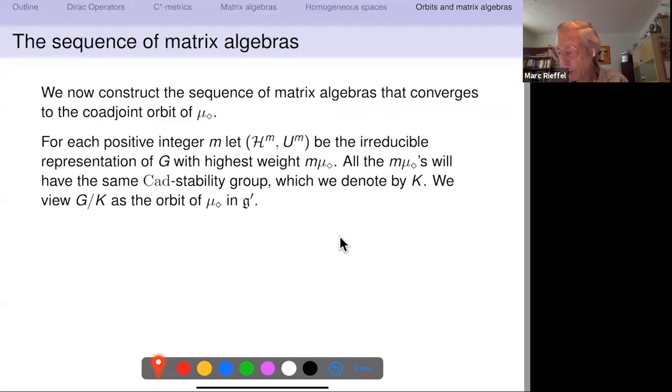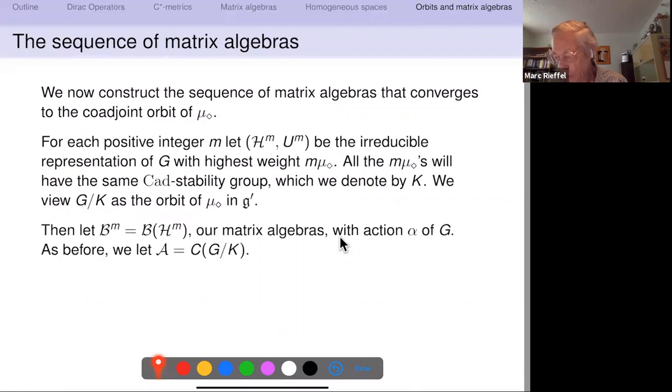And to do that, for each positive integer m, we let H^m and U^m be the irreducible representation of G whose highest weight is m times our original weight. And all of these m mu's will have the same coadjoint stability subgroup, and they're all in the dual of the Lie algebra. And we will denote that stability subgroup by K, and that common coadjoint orbit it's convenient to view as G over K to work with.